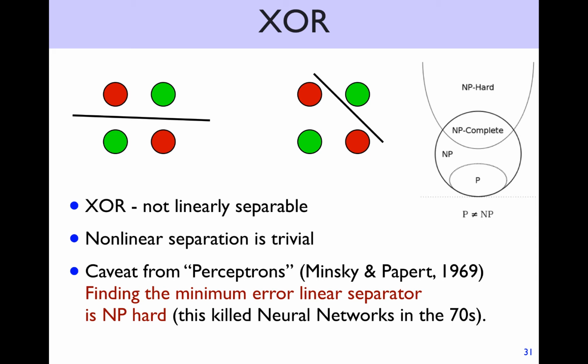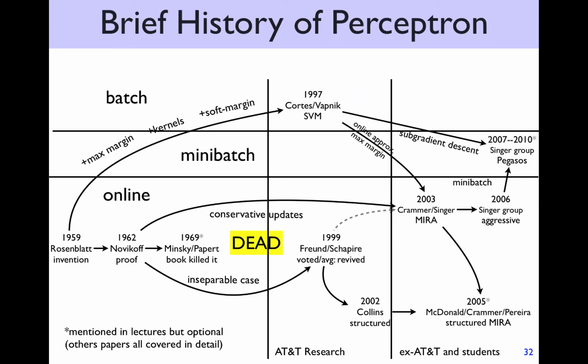is NP hard. Okay, NP hard, for those of you who are computer scientists, just means very, very difficult, that there is unlikely a polynomial solution to it. So this result effectively killed neural networks in the 70s, and especially perceptron was dead for 30 years until Freund and Schapire revived it in 1999.